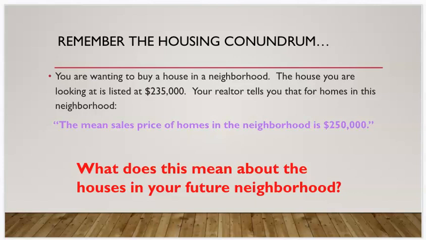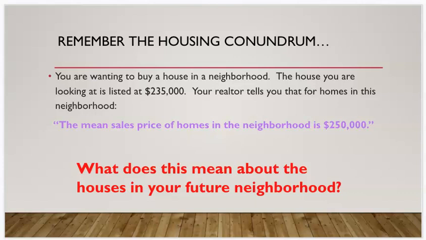You may or may not remember the housing conundrum, so let's review it. You want to buy a house in a neighborhood. The house you're looking at is listed at $235,000. Your realtor tells you that the mean sales price of homes in the neighborhood is $250,000. What does this mean about houses in your future neighborhood?